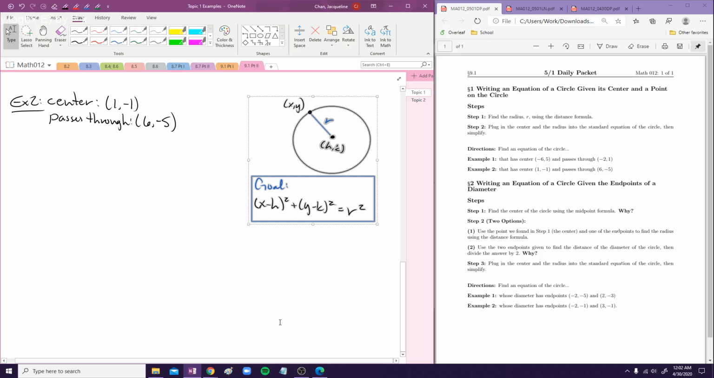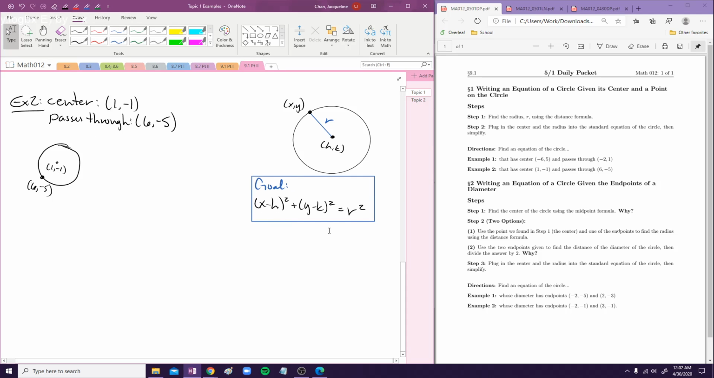Okay, so for example 2, we're given center 1, negative 1, and it passes through 6, negative 5. Right? So if I just draw a rough sketch, okay, we have center, so it's 1, negative 1, and then 6, negative 5. Again, when you're sketching like this, if I don't have to properly graph it, it doesn't matter, okay? But if you want to be precise, you can. So it's going to be like right here, right? So again, we know these 2 points, okay?